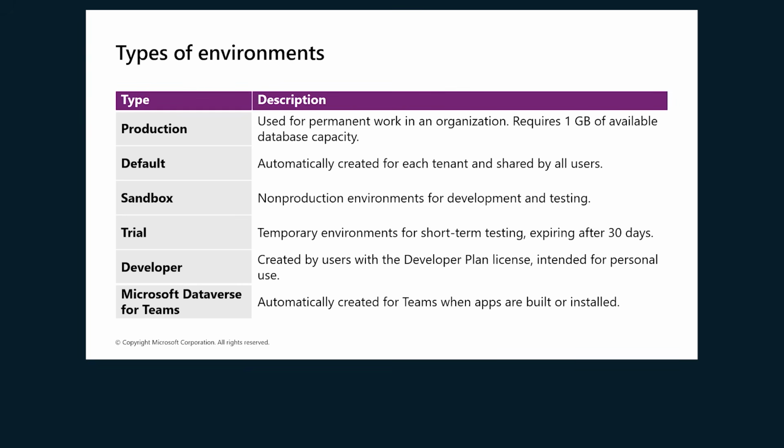Microsoft Power Platform provides several environment types, each designed to support specific stages of the application lifecycle and meet diverse organizational needs. The production environments are intended for hosting live, business-critical applications. They require at least 1 gig of available Dataverse database capacity and offer full capabilities for managing apps, flows, and data securely. These environments are optimized for stability, reliability, and long-term use by end users.